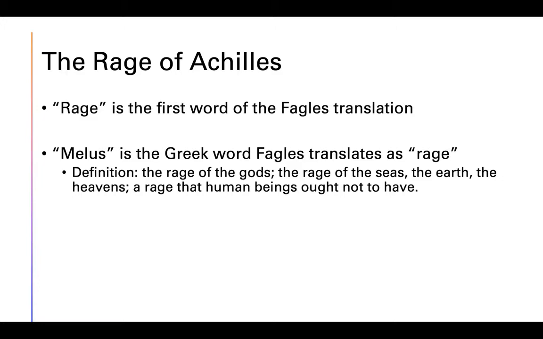But anyway, the definition is it's the kind of rage that should be only felt by the gods, the rage of the gods. Like it's a divine rage. You might think of it as something like, if you see waves crashing during a storm, that's the kind of rage that Menis refers to, the rage of the seas, or the earth quaking, or a volcano erupting, the kind of rage that is cosmic and otherworldly almost, or just sort of divine.